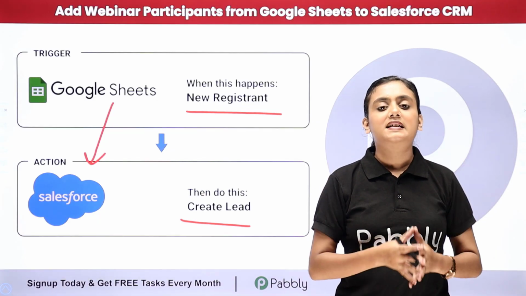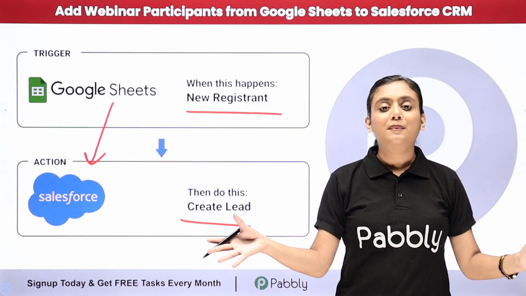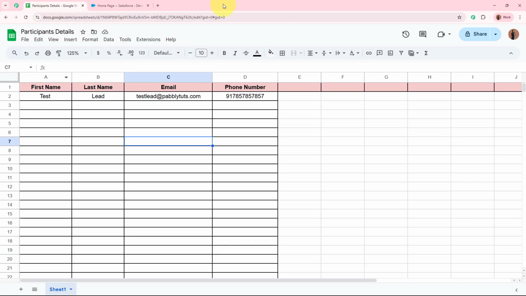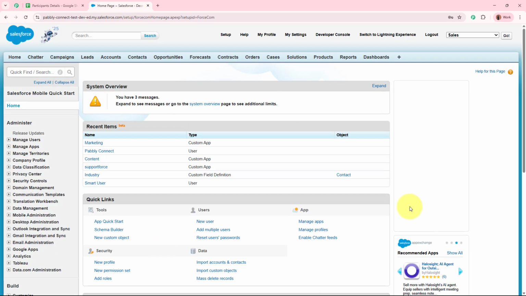So, now if you want to learn the entire process step by step, I'm going to take you towards my screen. Welcome to my screen. So as I'm a business coach, I use Google Sheets to manually add and track the details of participants who register or attend my webinars. And I use Salesforce CRM to manage leads and nurture them through personalized follow-ups and sales pipeline.